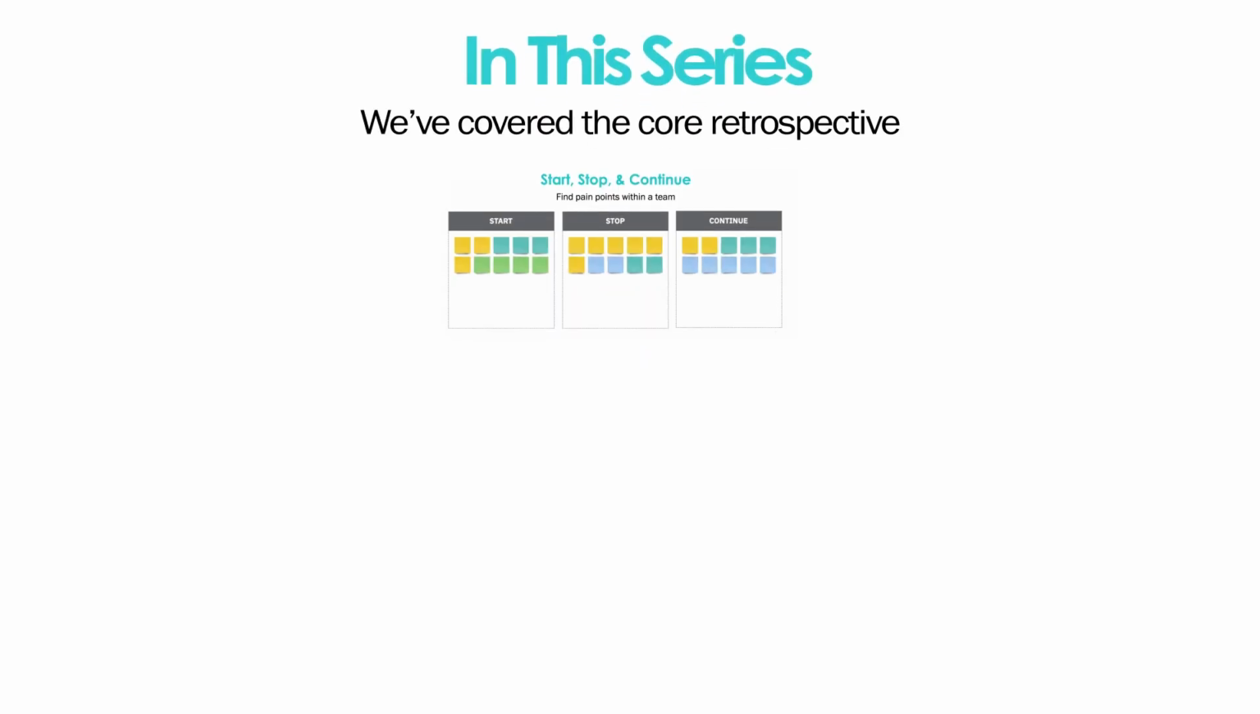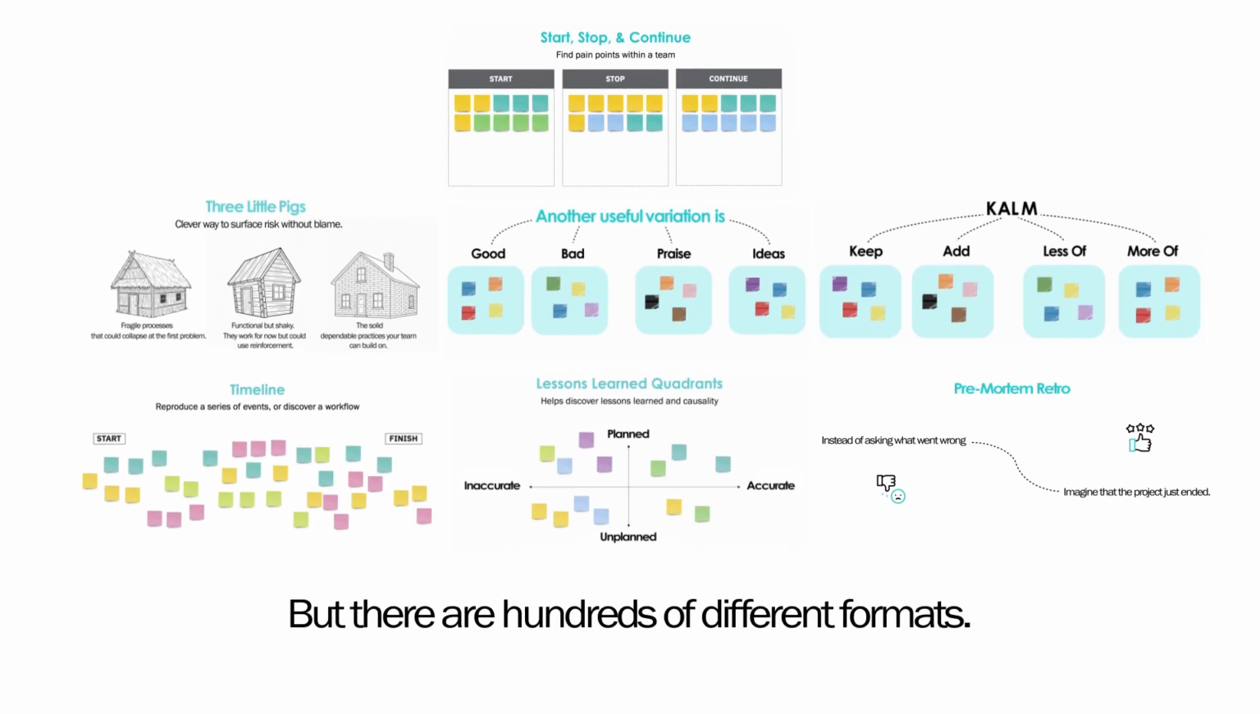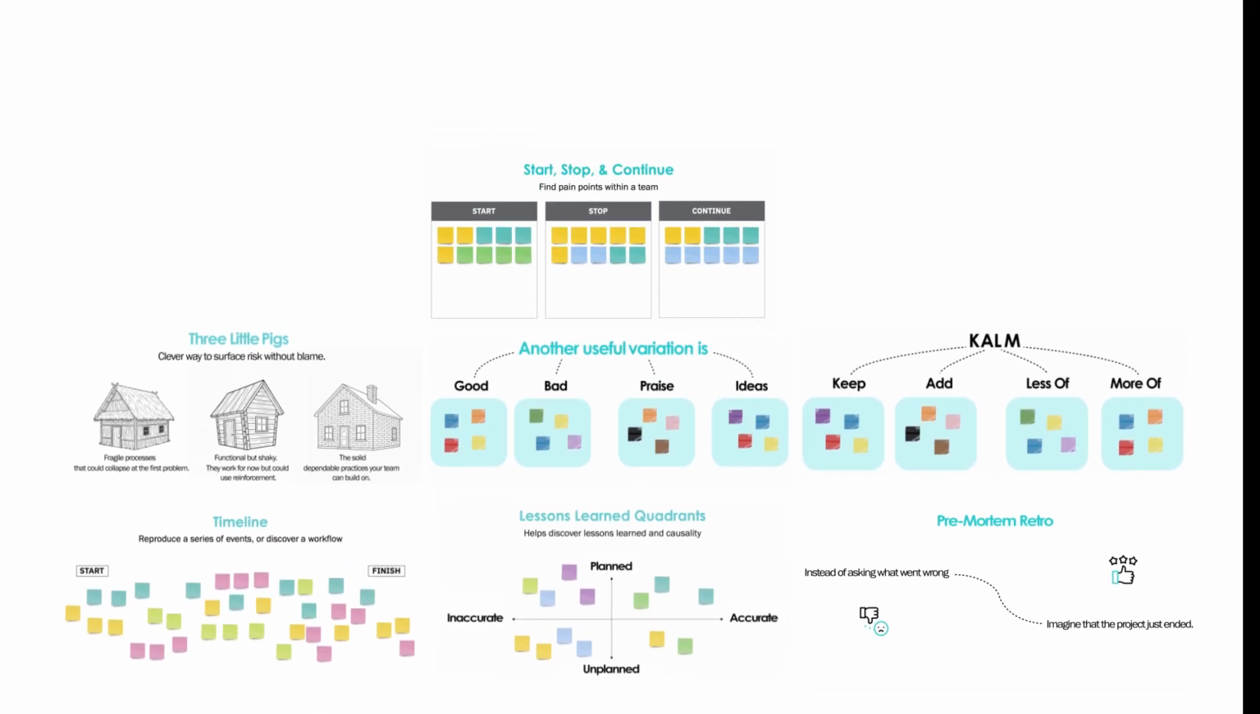In this series, we've covered start, stop, continue, and 6 of the most popular retrospective types. And there are hundreds of others. How do you decide which one to use?